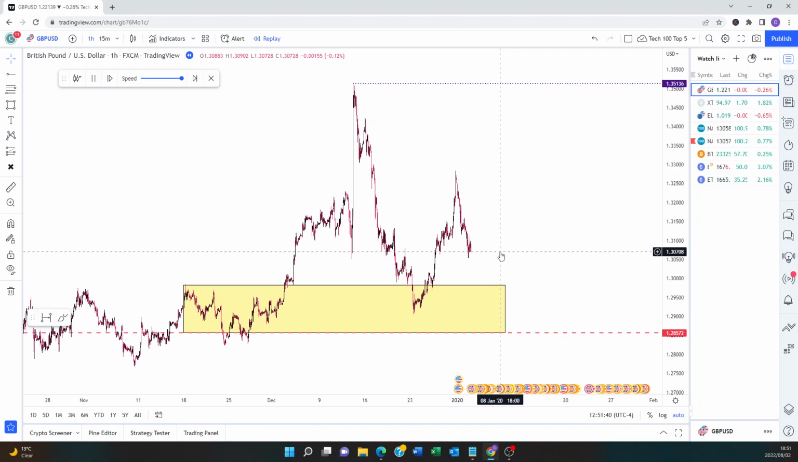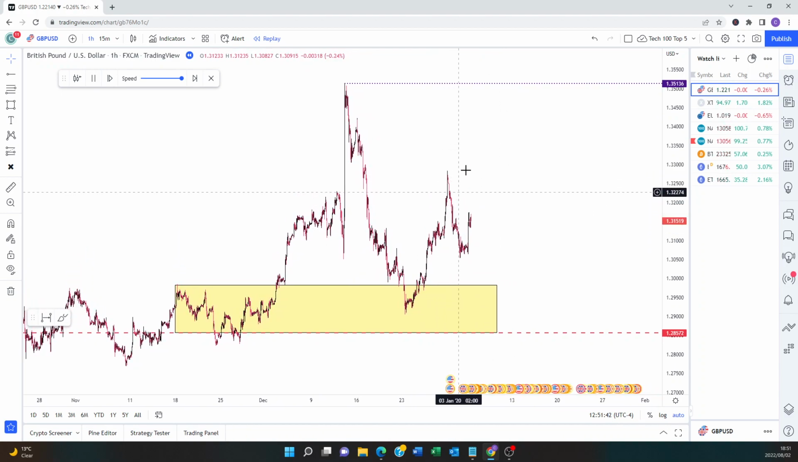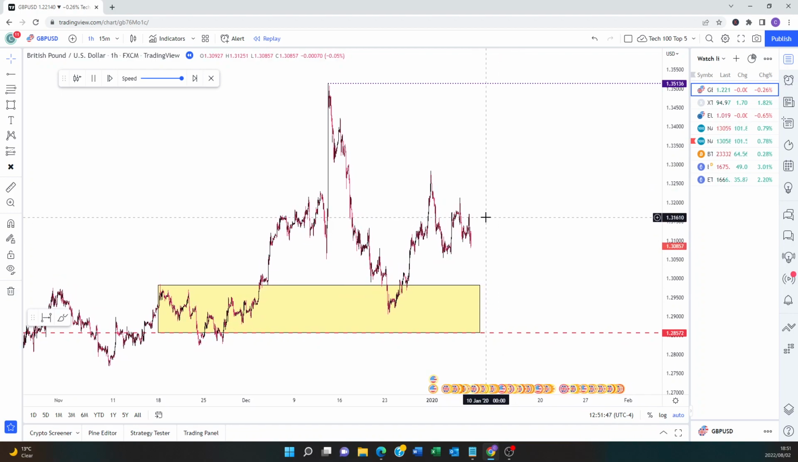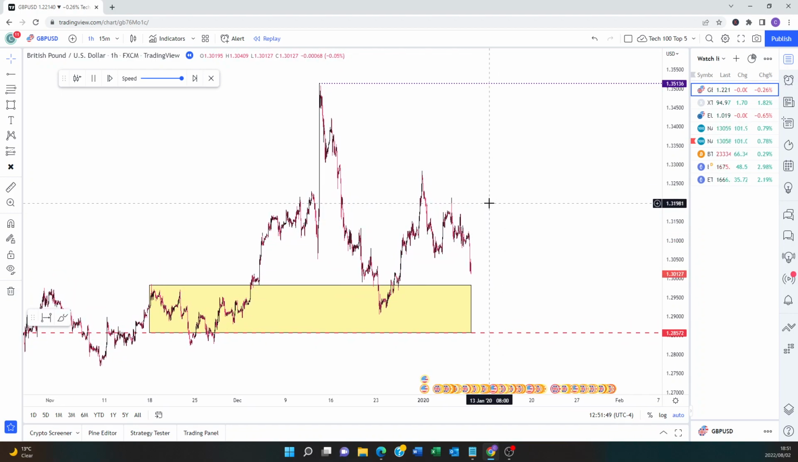But if we do not see that, we will of course start looking for a different area to play off of. So now, as price is breaking down, we've created a head and shoulders pattern in a sense, and that will be run, and then a further push to the upside.